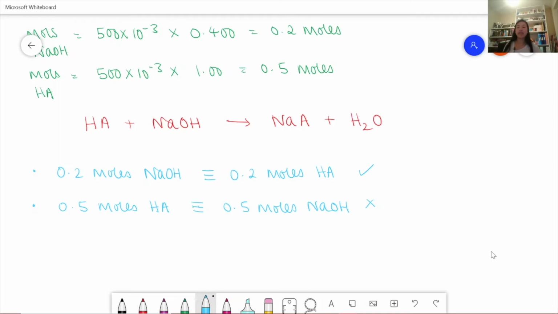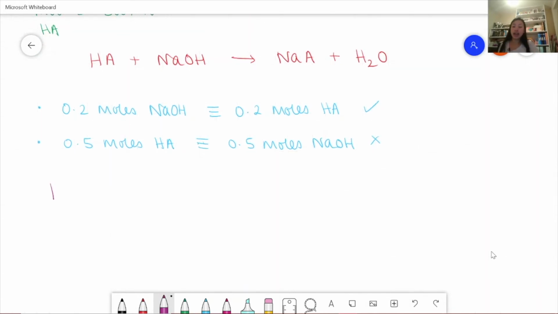And so we have some HA in excess after everything's reacted, because we're only reacting 0.2 moles of it. So the HA in excess is equal to 0.5, which is how many moles we have, minus 0.2, which is how many moles we're reacting with the sodium hydroxide, which equals 0.3 moles.